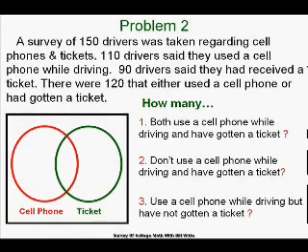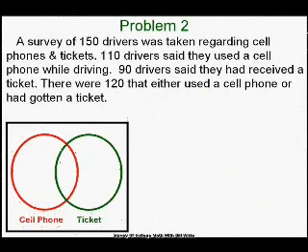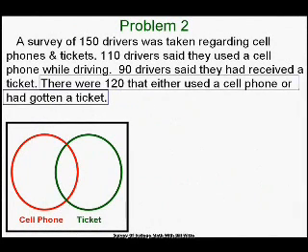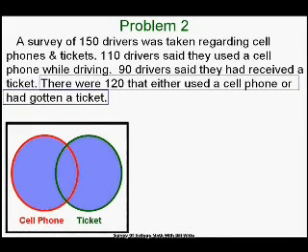It's always best to start at the beginning. Okay, well we only have 2 sets in this case. The cell phone and the ticket. Of course the square, the rectangle, is the universe. Now remember, we want to start in the middle. There were 120 that, now this was an either used a cell phone or had gotten a ticket. That's the union. Okay? I don't want the union. I always want to start with the intersection.